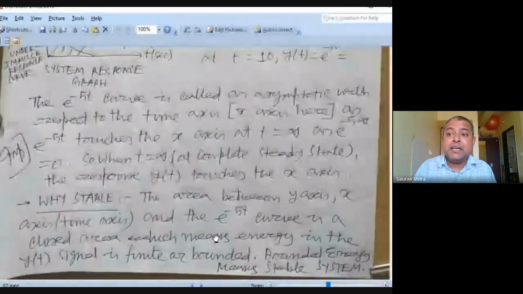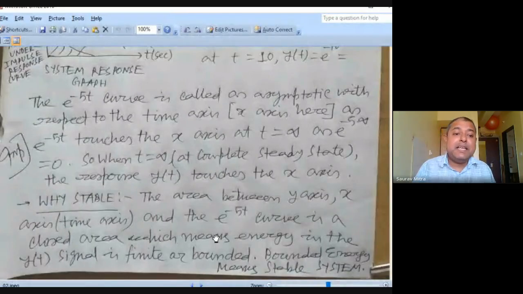The area under that curve is infinite. As time is increasing, the area under the curve is increasing. In that case, we call it unbounded output. So unbounded output for bounded input. In that case, the system will be unstable.